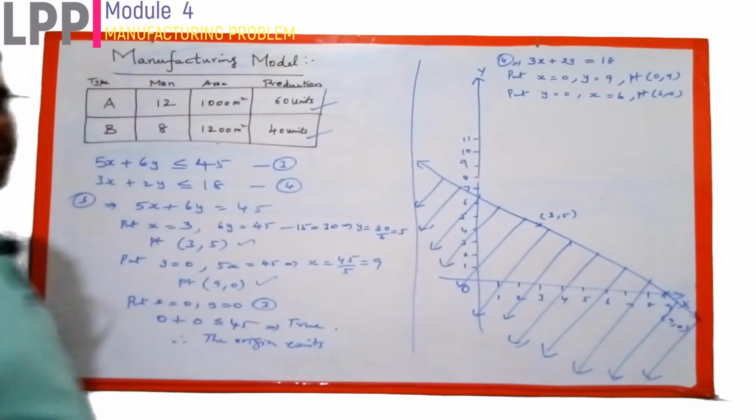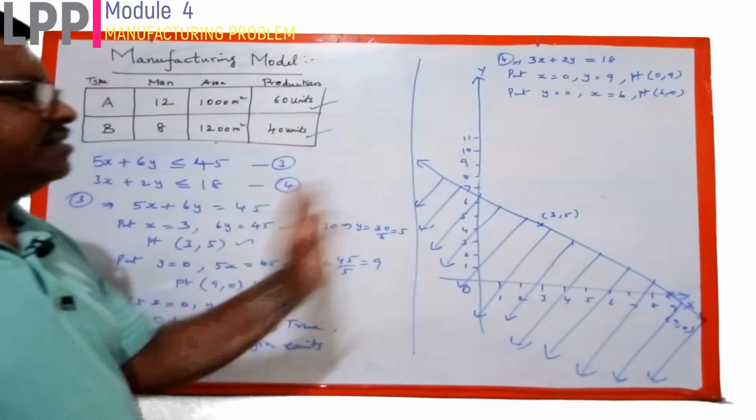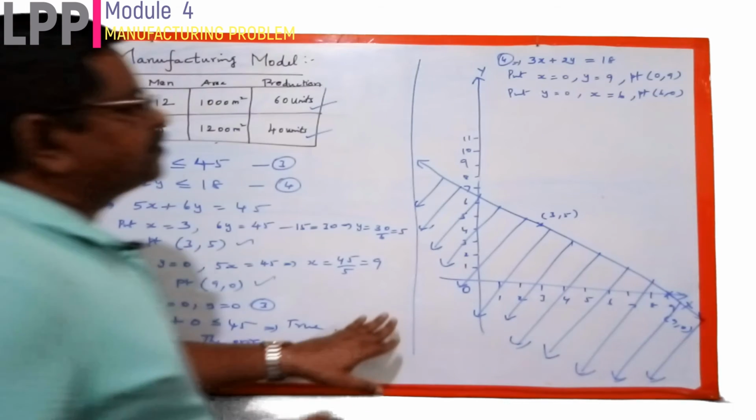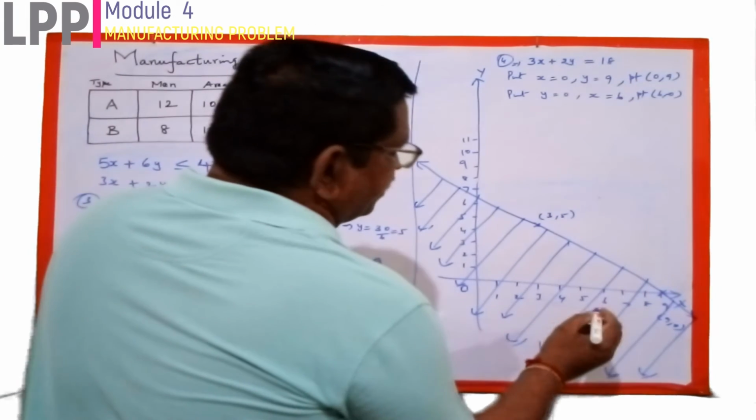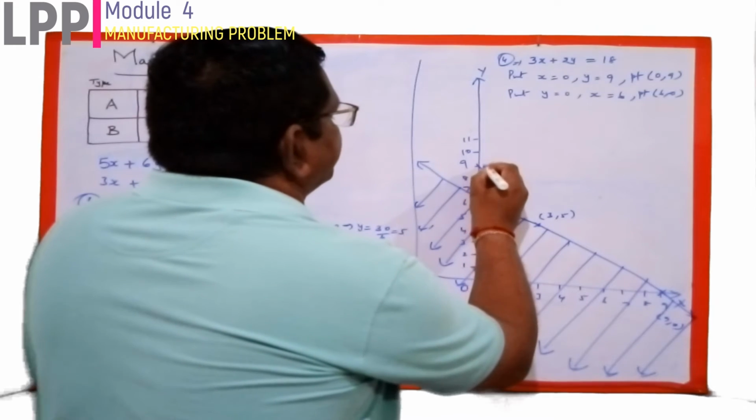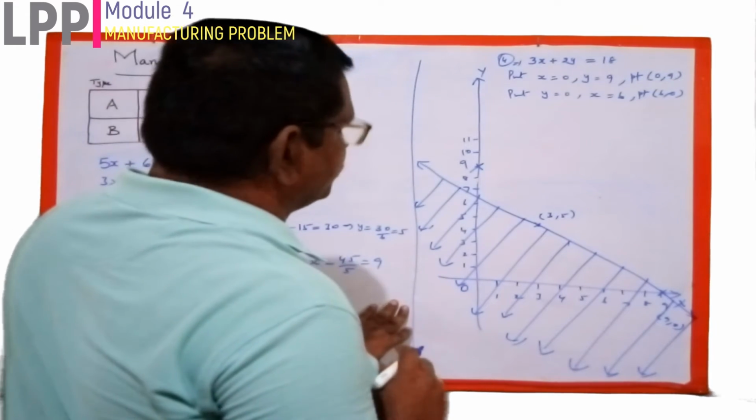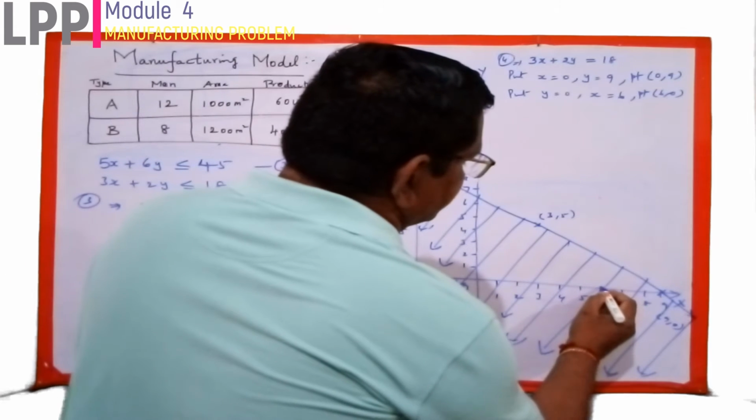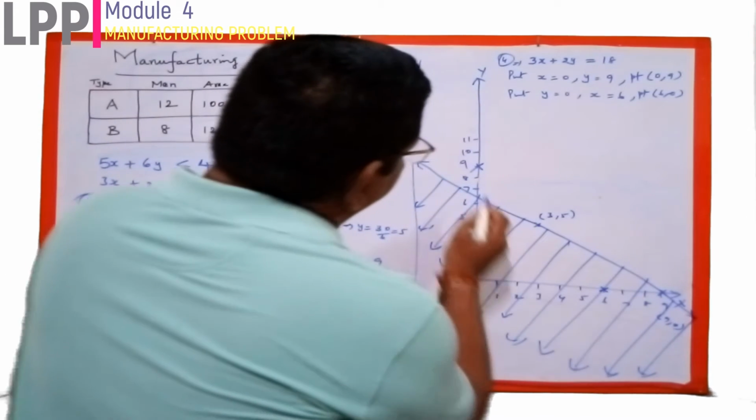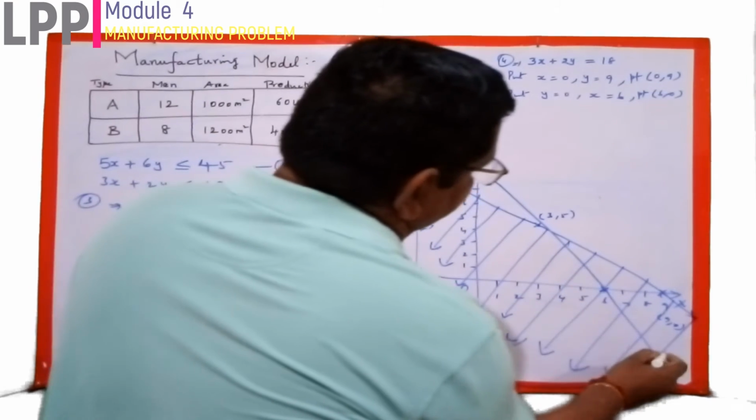Now we have got 2 different points. Let us plot the 2 points on the graph. Now, 0, 9: so we get the point here. And another one, 6, 0: here is the point. Now, join these 2 and extend.